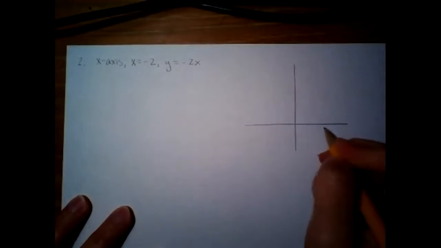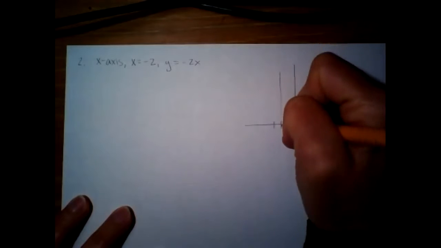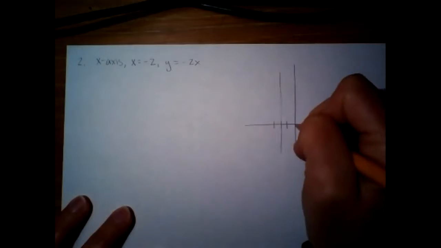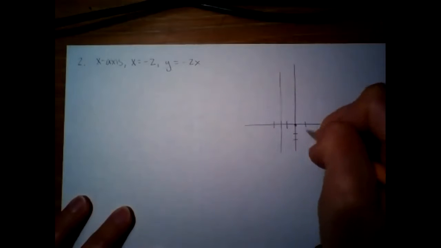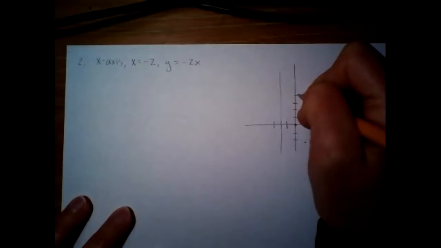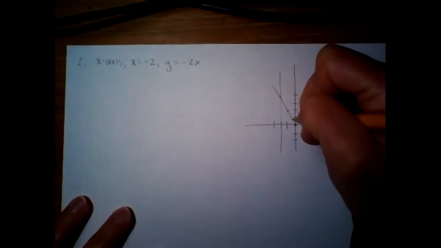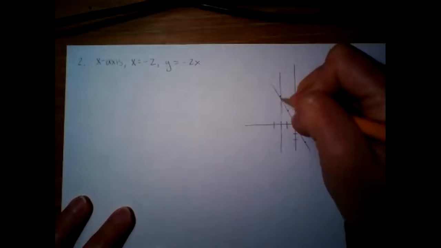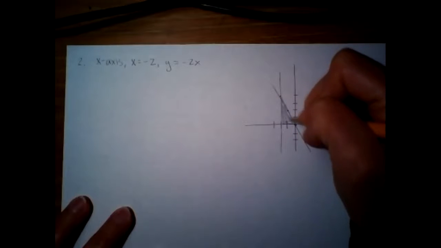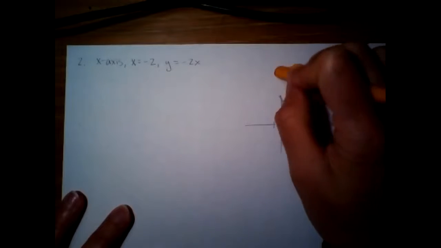So we've got the x-axis, x equals -2, so a vertical line here. And then y equals -2x. That's going to go through the origin and have a slope of -2, so down 2 over 1. So this triangle is the shape that we end up with here. And I'm just going to erase all the tails off of the edges of the graph.